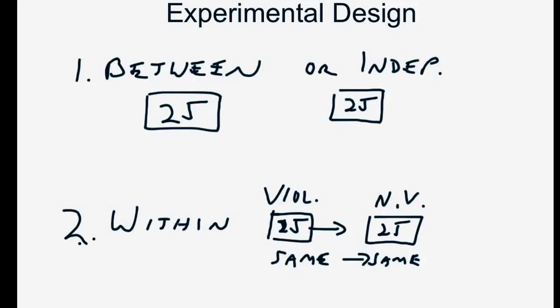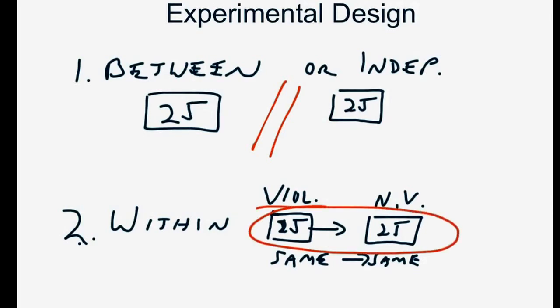There are advantages and disadvantages of both types of design, but you can read about those in your textbook. I wanted to try and drive home the definition of them. You've got a between groups design if they are 2 separate groups of individuals, and a within groups design if the same individuals participate in all levels of the independent variable.